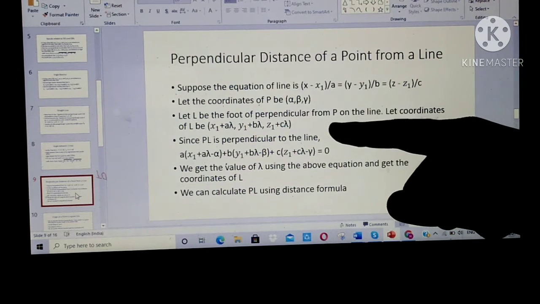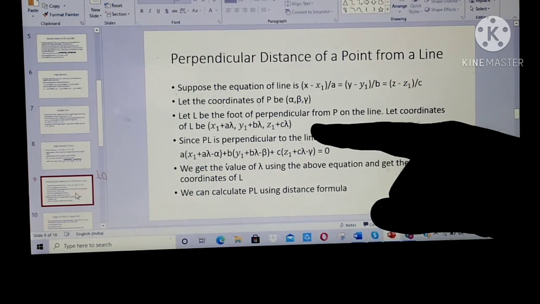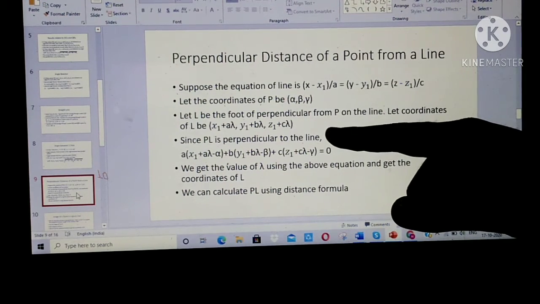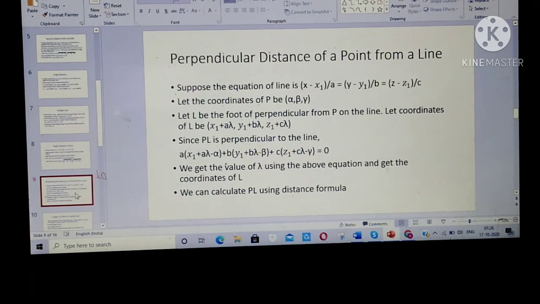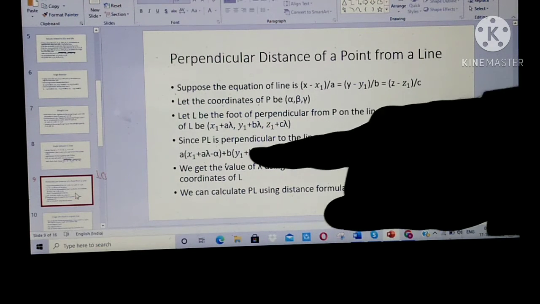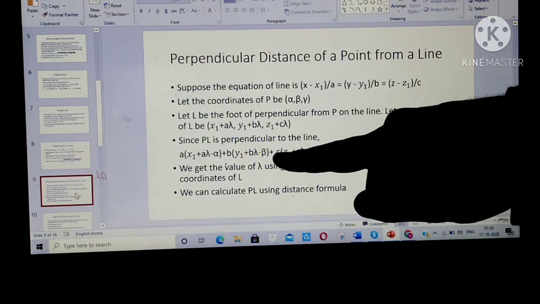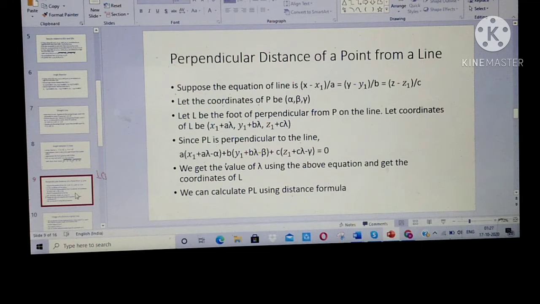So we can say the foot of perpendicular is L, and suppose the coordinates of L are x1 plus a lambda, y1 plus b lambda and z1 plus c lambda. Now since PL is perpendicular to the given line, we can find the direction ratios of PL, which will be x1 plus a lambda minus alpha, then y1 plus b lambda minus beta and z1 plus c lambda minus gamma, and then use the relation of direction ratios, which is a1 a2 plus b1 b2 plus c1 c2 equal to 0.